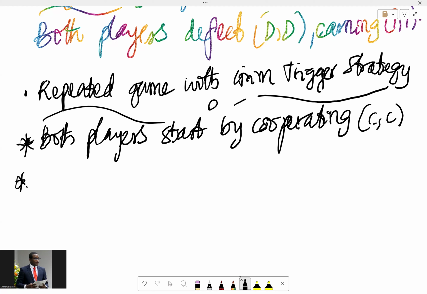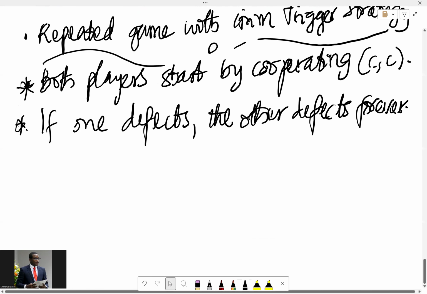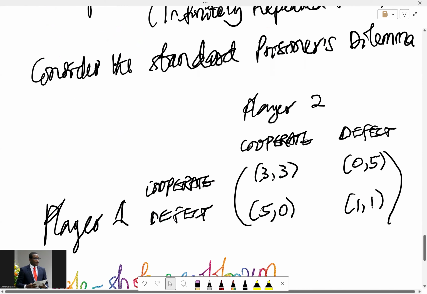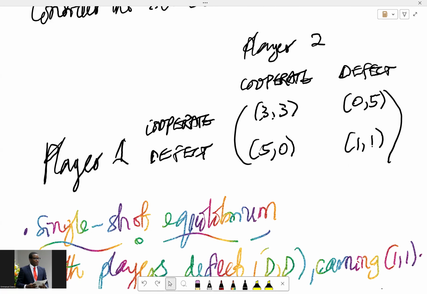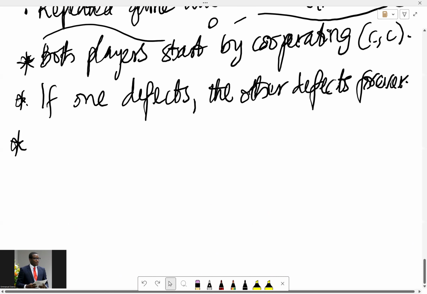Then second step, if one defects, the other defects forever. That's another point in that. If it's one-off, everybody feels, let me defect, hoping that the other person cooperates so they can get the maximum 5 points. By the end of the day, both of them end up defecting and they end up with 1-1, because there's no future there. So they don't have a problem messing the other person up. If one defects, the other defects forever.